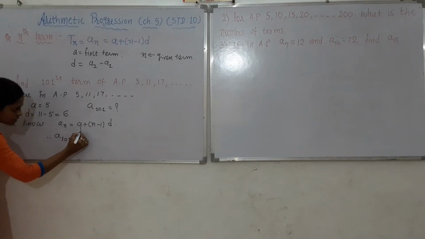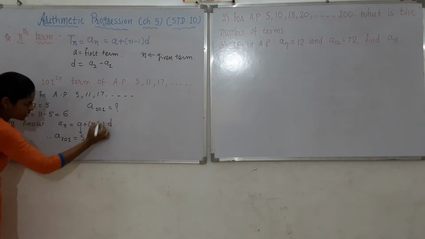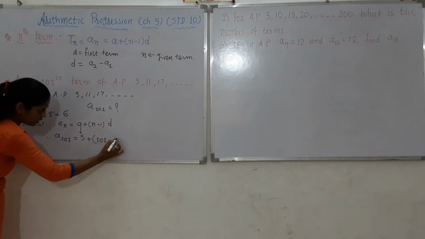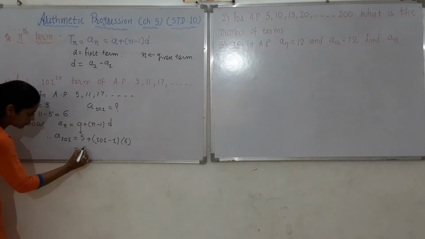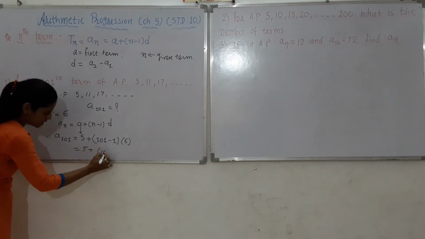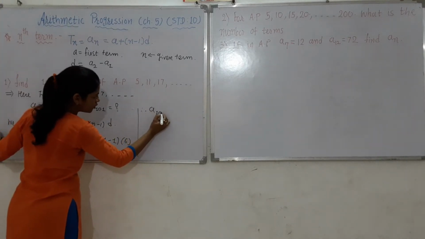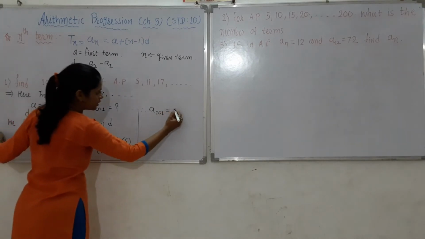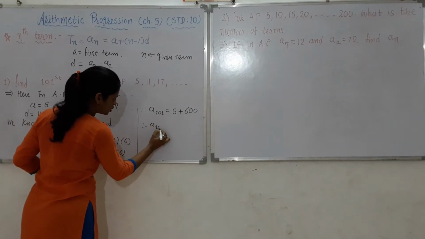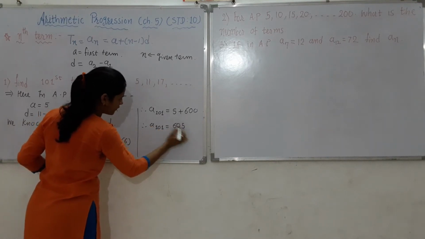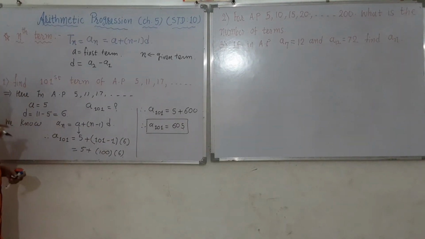So now A101 is equal to, instead of a you should write its value 5, plus instead of n you should write 101, minus 1 as it is, instead of d you should write its common difference 6. So 5 plus 101 minus 1 is 100 into 6. So your answer, the 101st term, is equal to 5 plus 100 into 6, which is 600. So A101 is equal to 605. So the answer in the given arithmetic progression: the 101st term is 605.